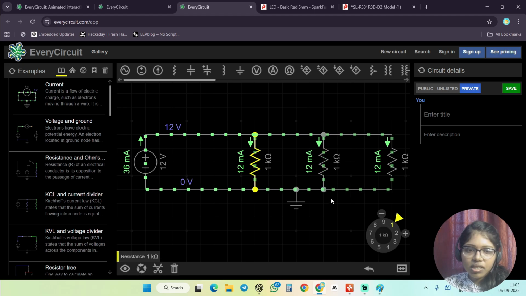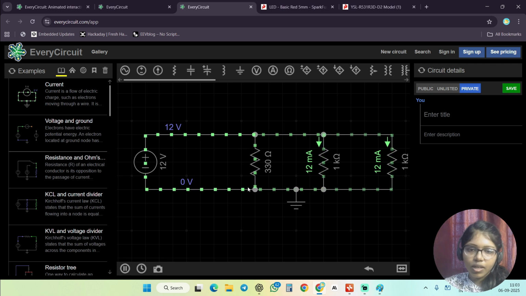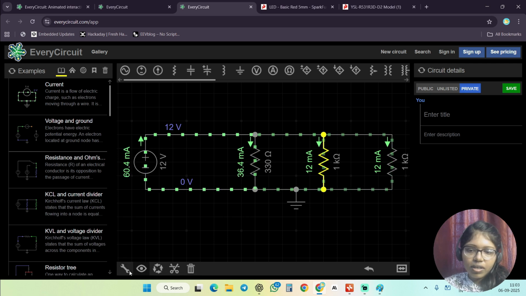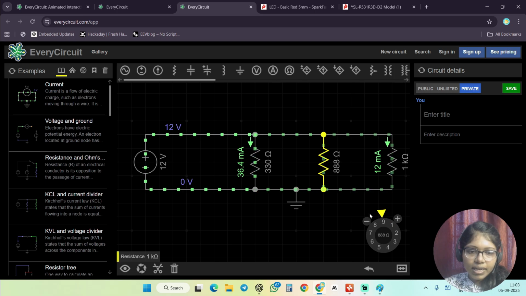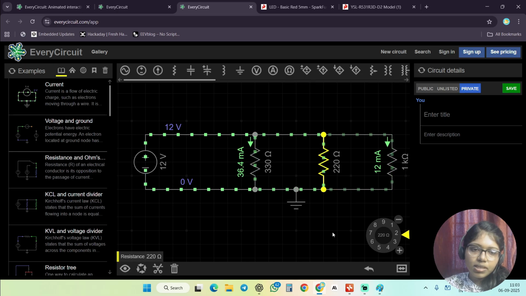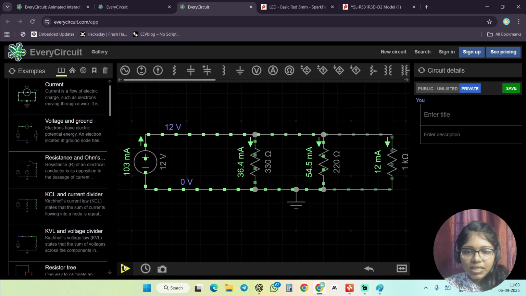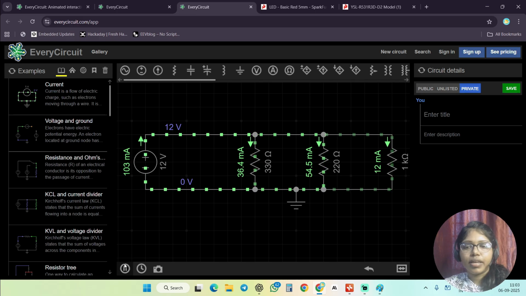Now I'm going to change this 1K to 330 ohm. And this one, for example, I'll make 220 ohm. What will happen? And finally, this one I made 1K ohm. You can see this one. I'm running this again.